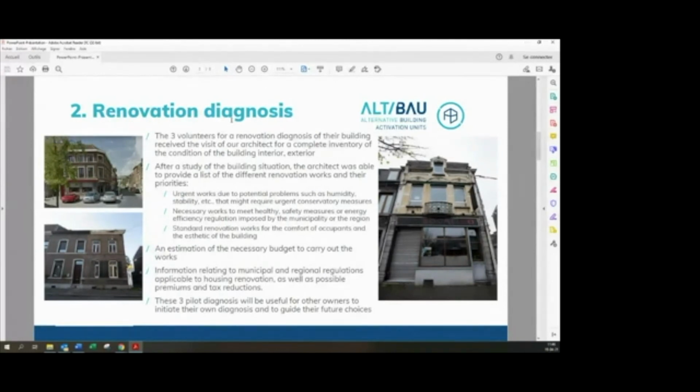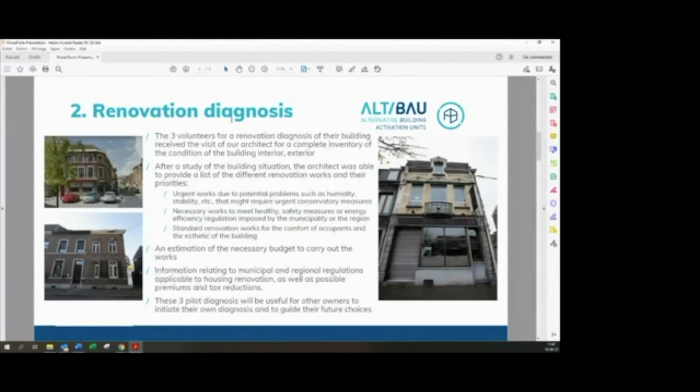The priorities, of course: there are urgent works that have to be done, that might require urgent conservatory measures like humidity, stability. And then the architect made a list of necessary works to meet healthy, safety measures or energy efficiency and regulation imposed by the municipality and the region. And then a list of more standard renovation works, really for the comfort of occupants and the aesthetic of the building. When we had the list of all these works, the architect was also giving an estimation of the necessary budget to carry out the works.